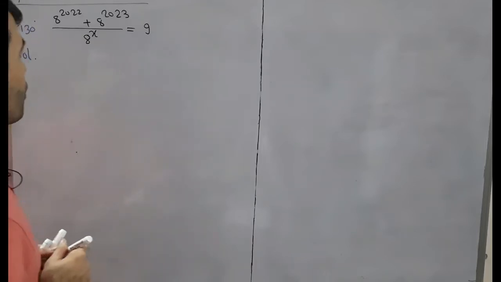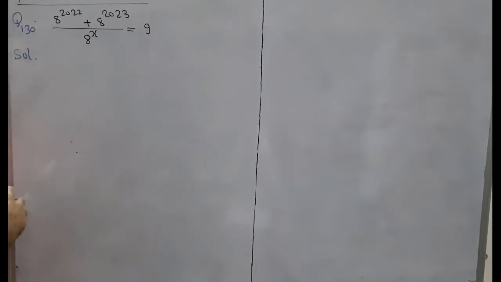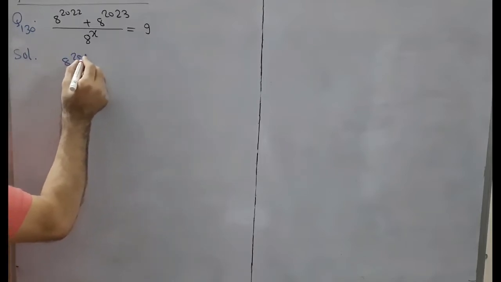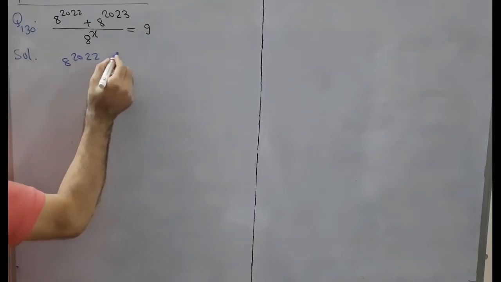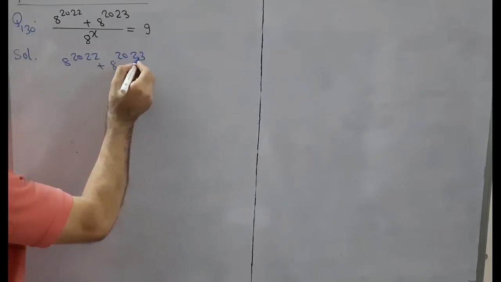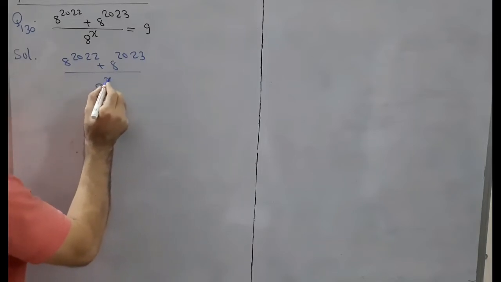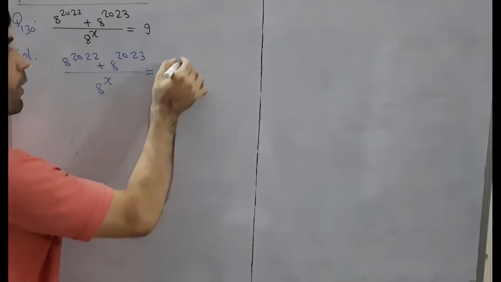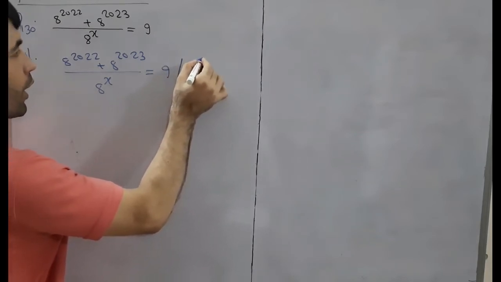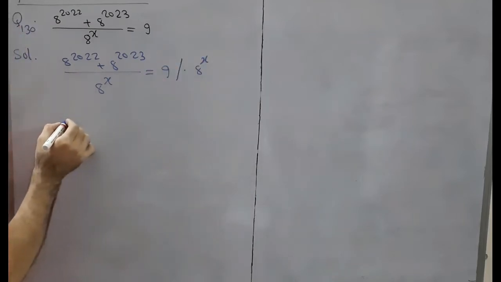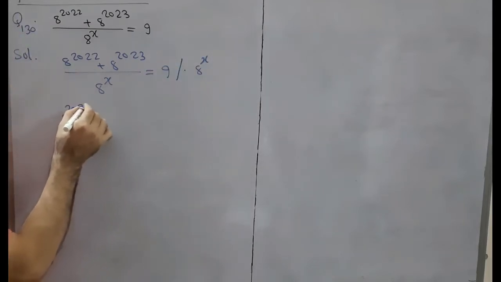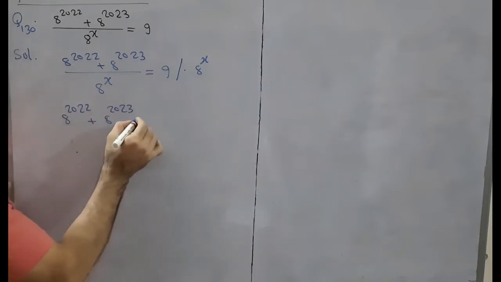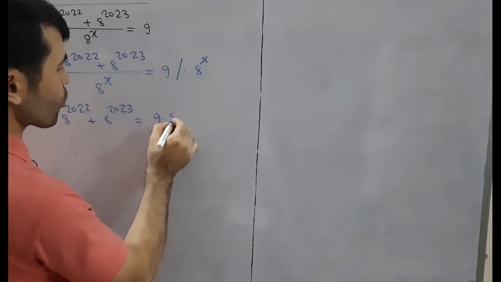First we multiply both sides by 8 to the power x. Then we get 8 to the power 2022 plus 8 to the power 2023 is equal to 9 multiplied by 8 to the power x.